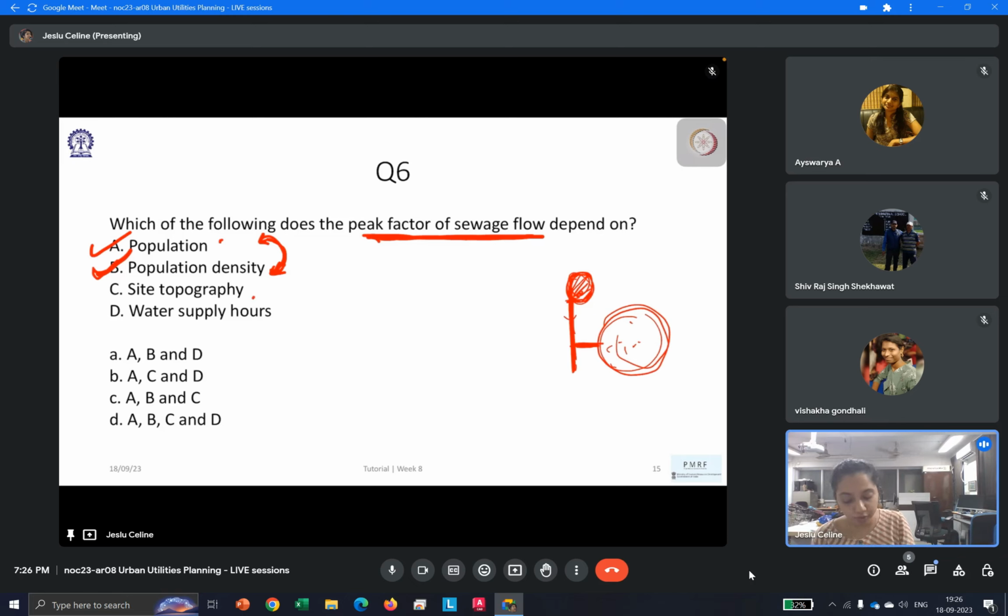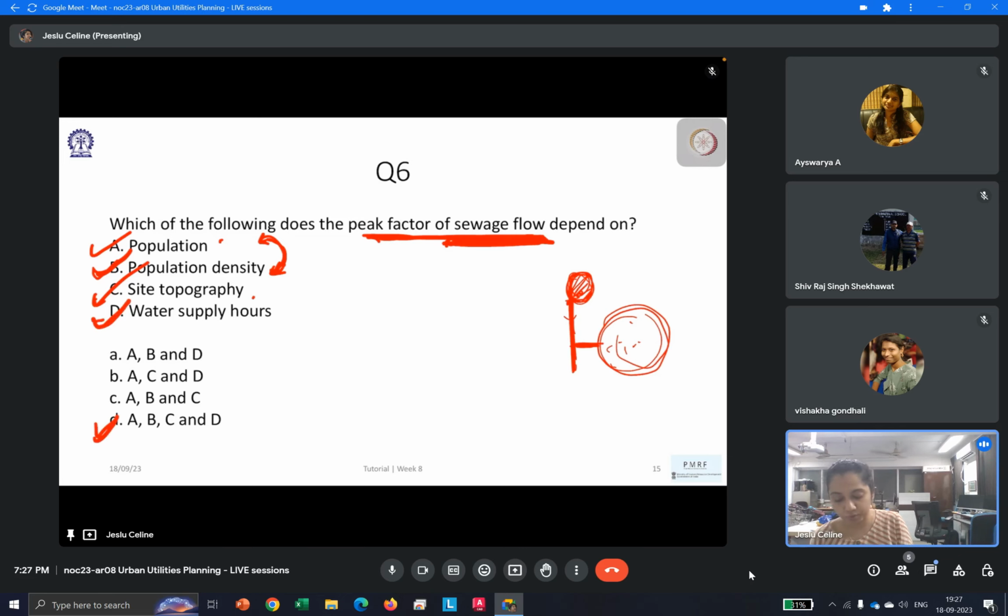And then site topography, yes, obviously, because if it's a slope site, then your sewer line or the flow we are designing will also depend on that. Or if it's high, then you need to pump the sewage up, so additional factors need to be considered. So site topography. Then water supply hours. Yes, as we saw in the previous one also, based on the water supply hours, the sewage generation will also be affected. So yes, water supply hours also.